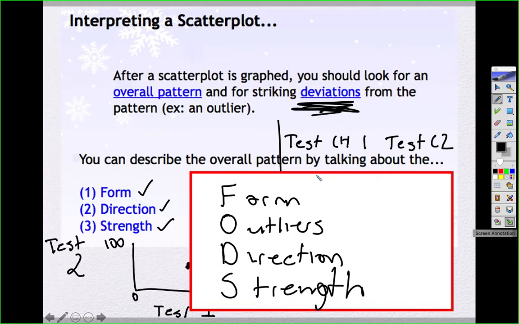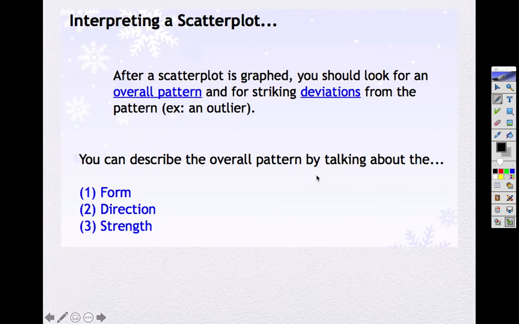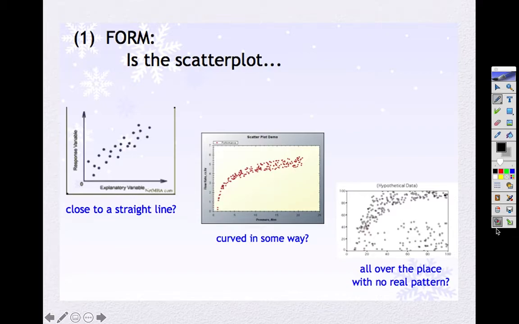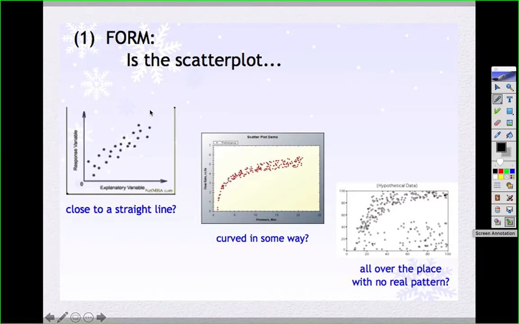We will talk about each one of those today, and it's what you see when you're looking at a scatter plot. So we start with form. We're going to make each one very easy. How would you answer form? You have basically only 3 options for form.